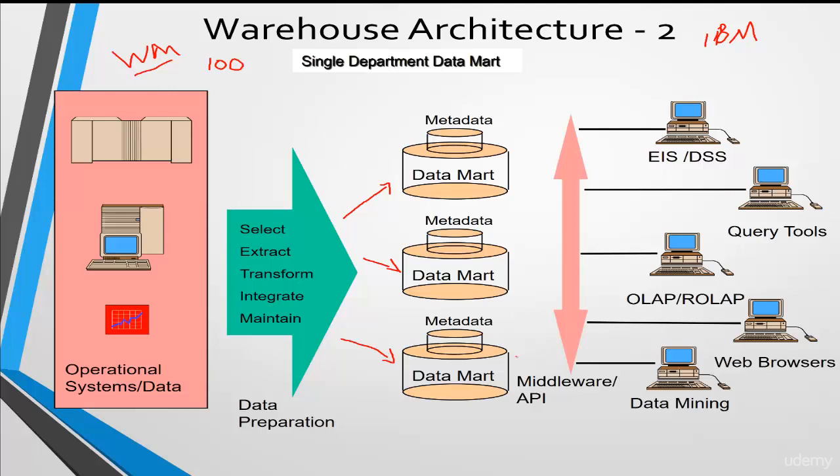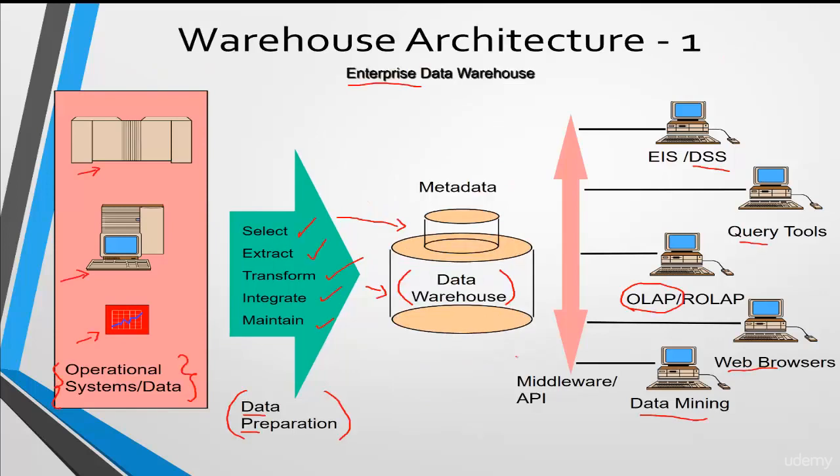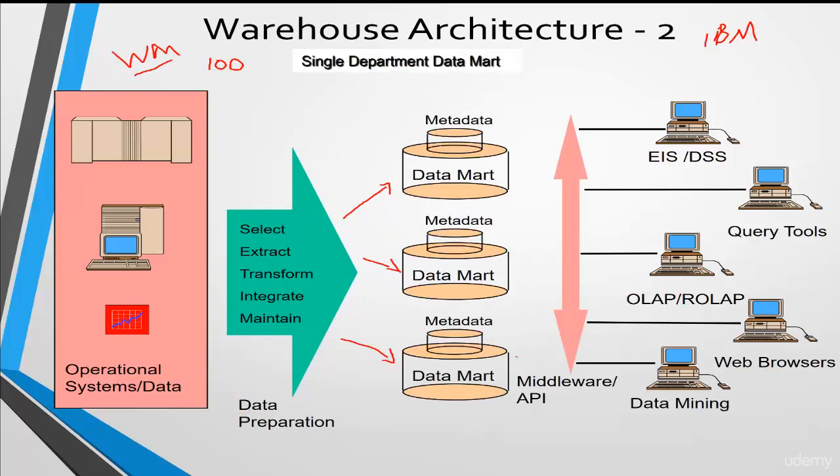Now, the amount of data in this kind of case is limited, or reduced, compared to the enterprise data warehouse here. It is reduced because the level of detail in each of these is enhanced, but it is limited to the scope of a single department, right? So that's the reason it is called a federated architecture or a single department data mart.